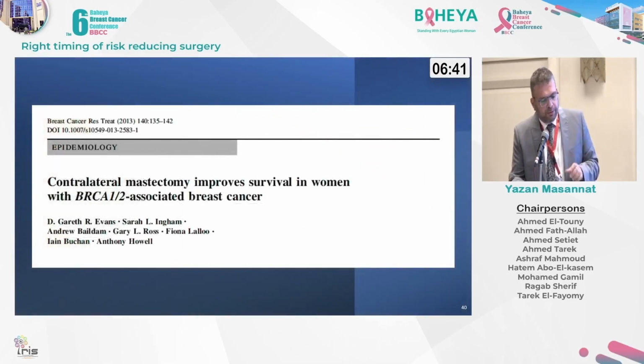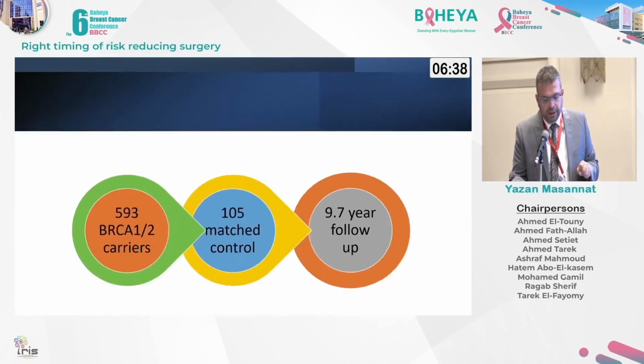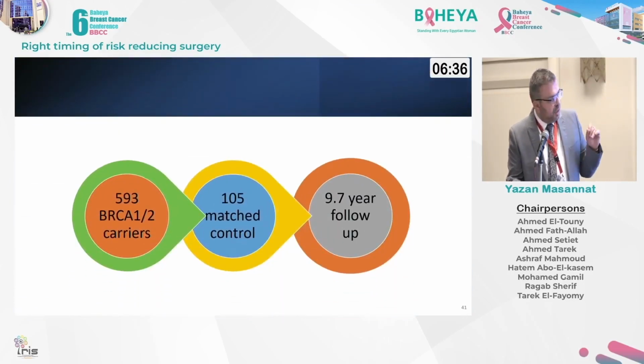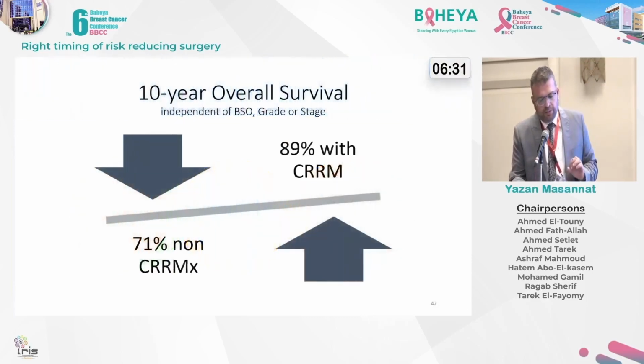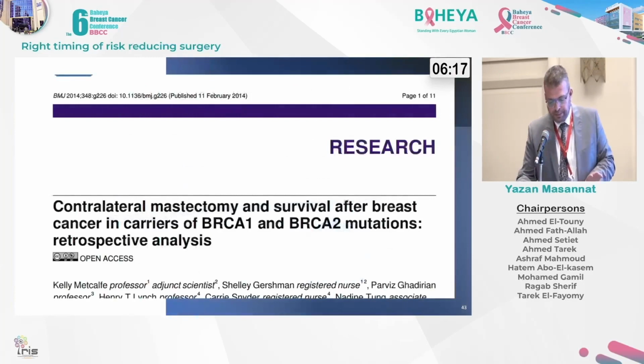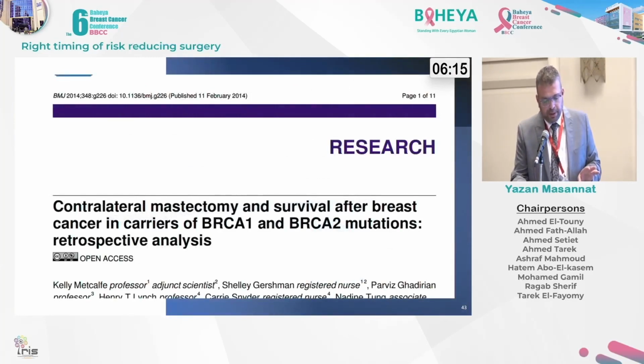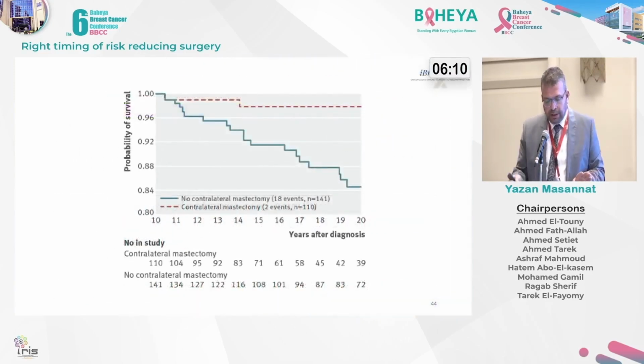A similar paper from Manchester, from Evans, mainly looking at 600 patients, 100 with 100 matched controls, with a nearly 10-year follow-up. Here they saw that there is benefit from contralateral risk reducing surgery, even in overall survival, independent of BSO, grade or stage, but there will always be a bit of bias in the selection. And this is another paper that came, I think, from Ireland, looking at contralateral mastectomy, also quoted, I think, yesterday, and they're looking from year 10 beyond.